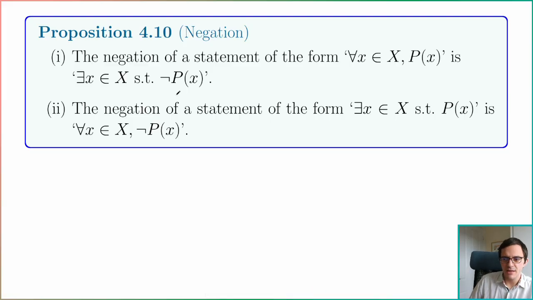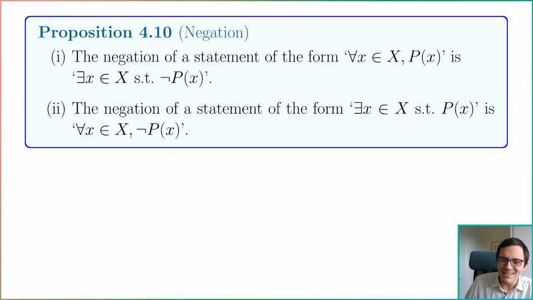So that's the opposite. And then, interestingly, if your statement is of the form there exists an x in X such that P of x is true, so you're just saying there exists some value of x such that the property holds for that value, the opposite of that one is, well, for all x in X, not the property. I checked all of them and it doesn't hold for any of them. So that's the negation of the statement.